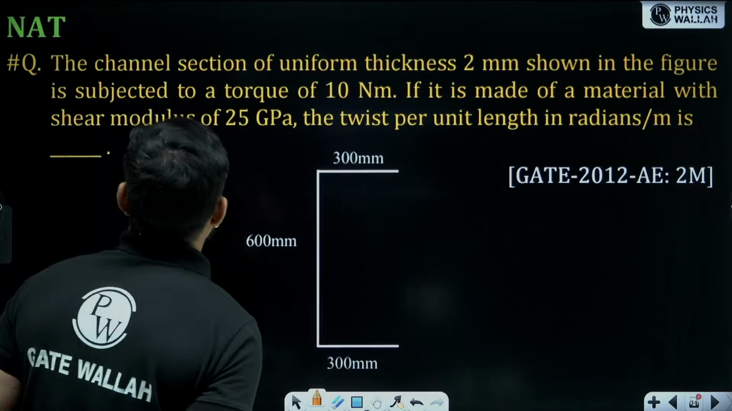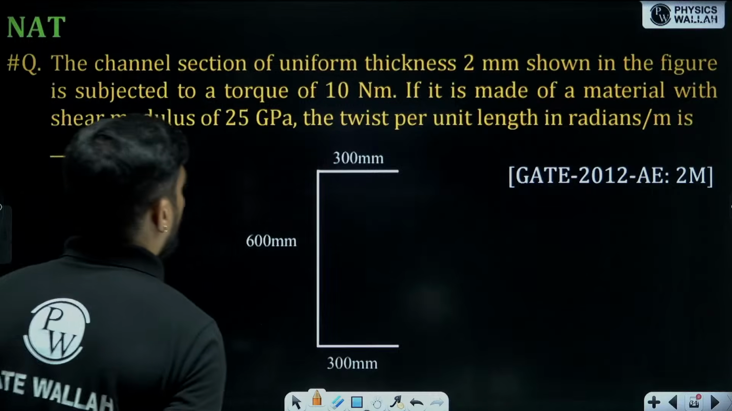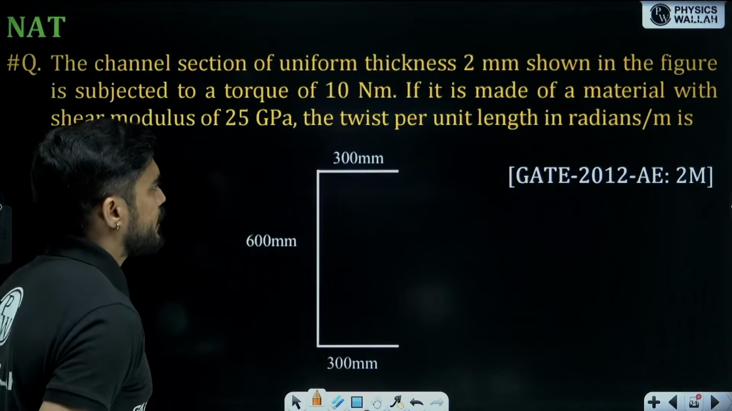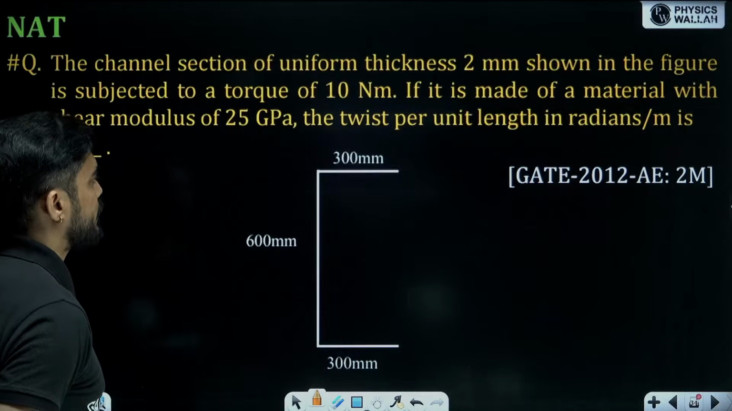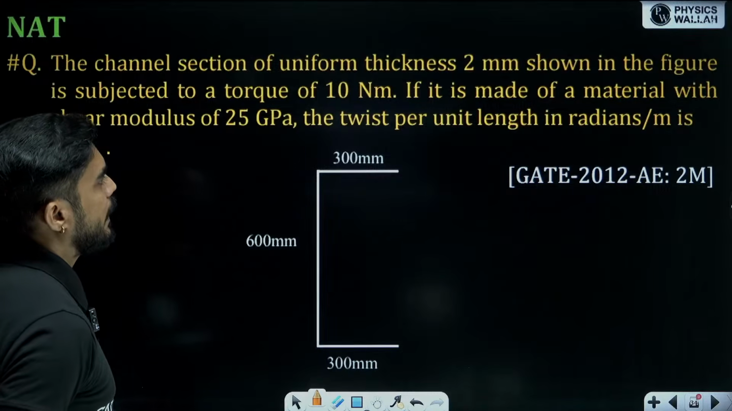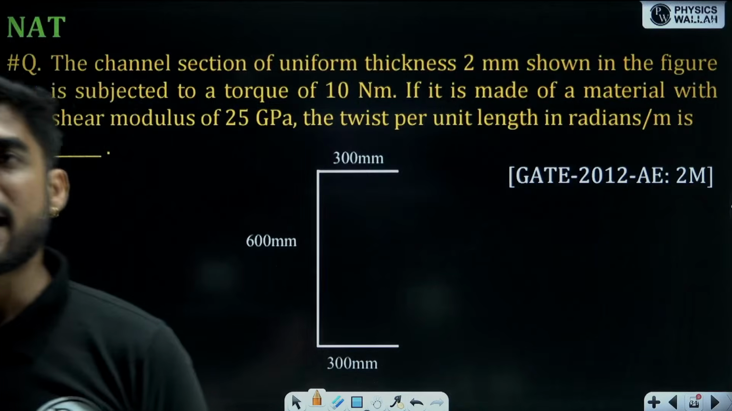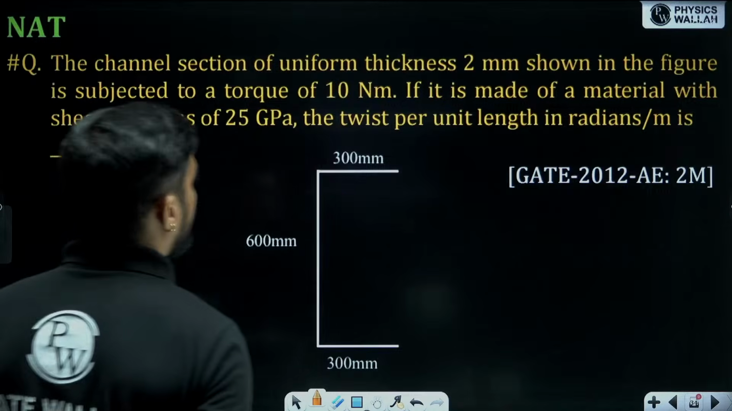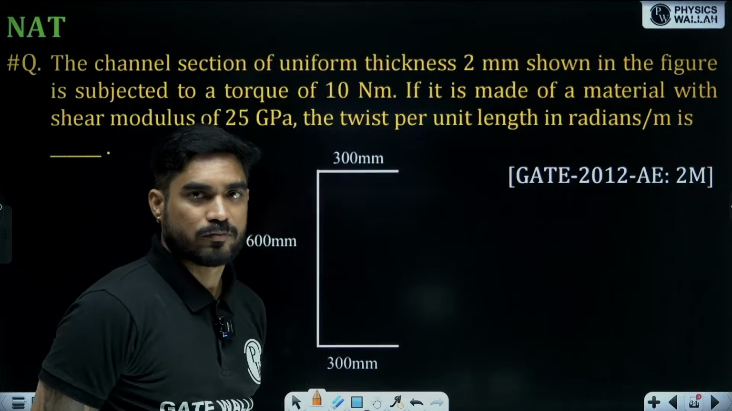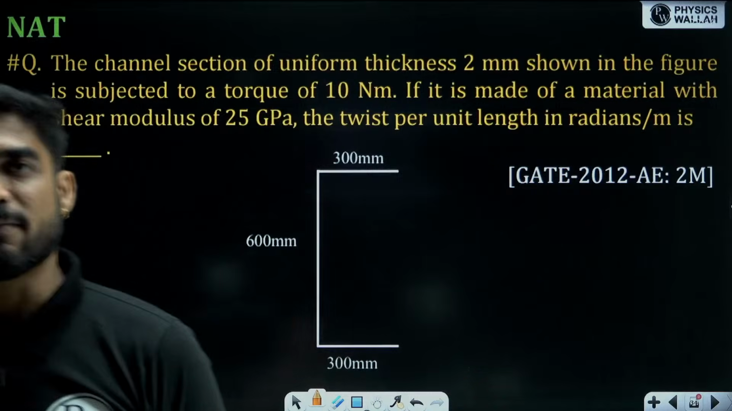The channel section of uniform thickness 2 mm is subjected to a torque of 10 Newton meter. It is made of a material with shear modulus of 25 gigapascal. Twist per unit length in radians per meter is. So they are asking you to find theta per unit length. Okay, so L you need to put 1000 mm. Radian per meter means you need to put L equal to 1000 mm.